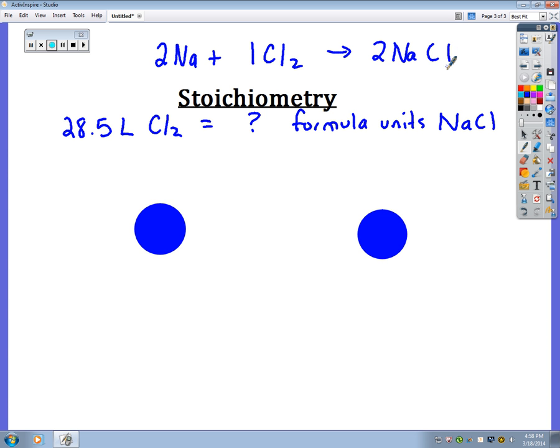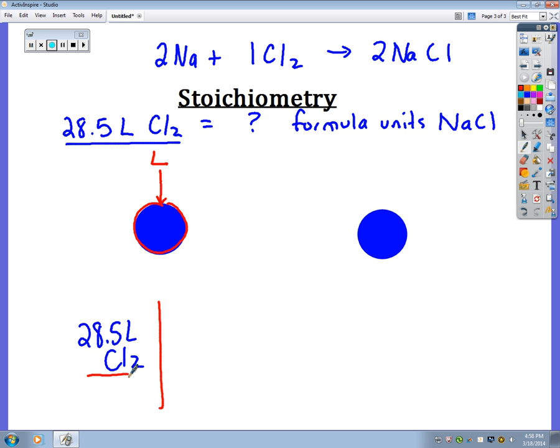So what do you know? First of all, you ask yourself a question. Do you have moles of what you're starting with? Nope. So I'm going to go ahead and write 28.5 liters of chlorine. If you're using my map, you're up here. And you're going from liters to moles. How many liters are in 1 mole of chlorine? 22.4. Right? That's why you have to know this mole map cold.